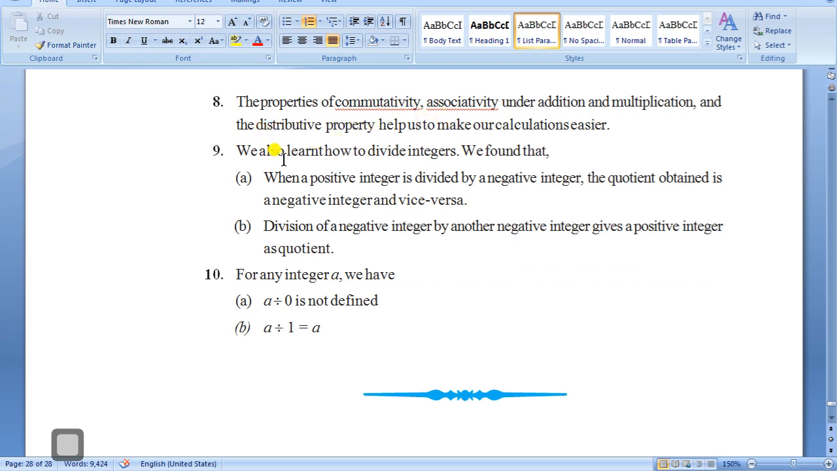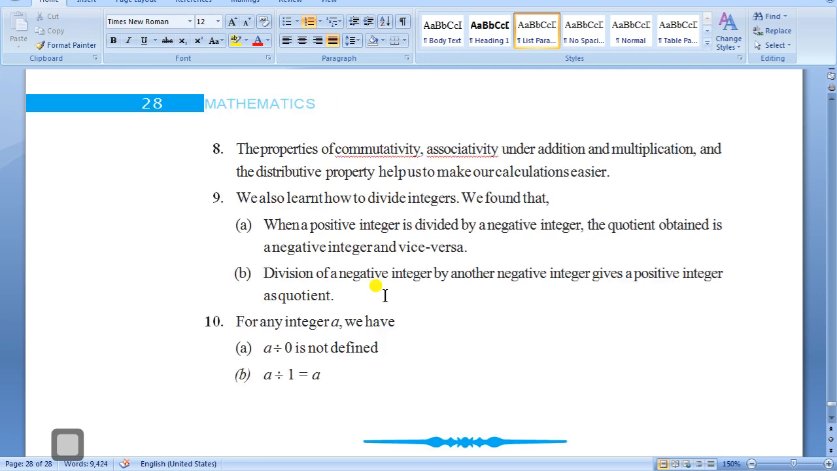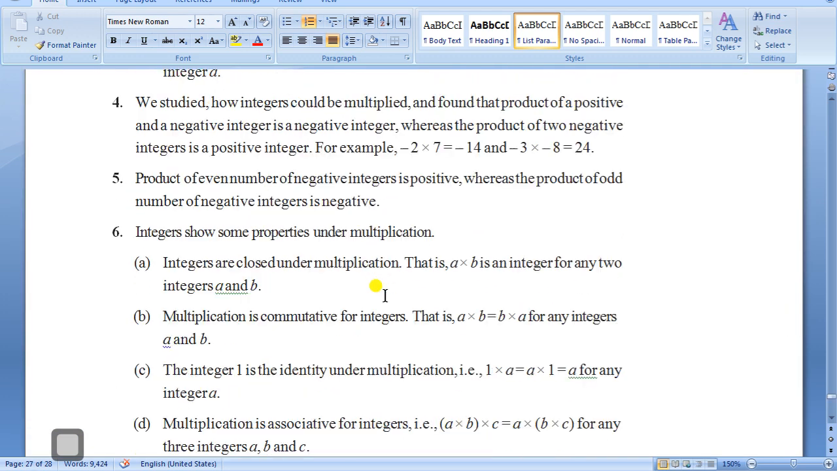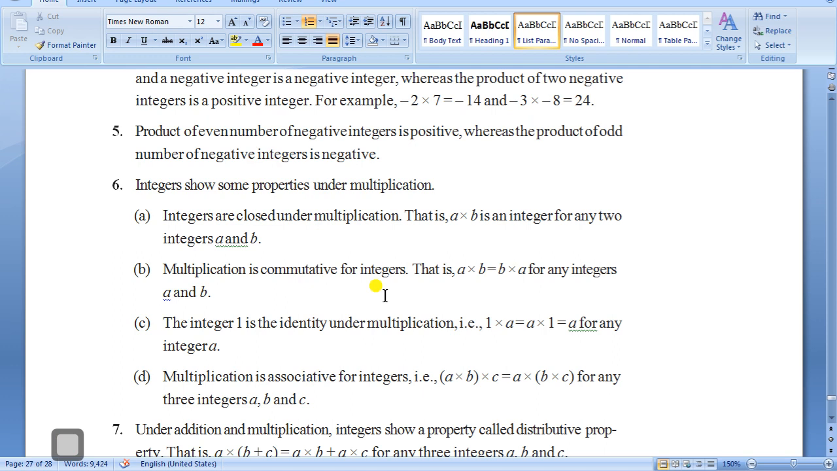The properties of commutativity, associativity under addition and multiplication and the distributive property help us to make our calculations easier. We also learned how to divide integers. We found that when a positive integer is divided by a negative integer, the quotient obtained is a negative integer and vice versa. Division of a negative integer by another negative integer gives a positive integer as quotient. For an integer a, we have a divided by 0 is not defined and a divided by 1 is equal to a, right? These are our different properties of integers.